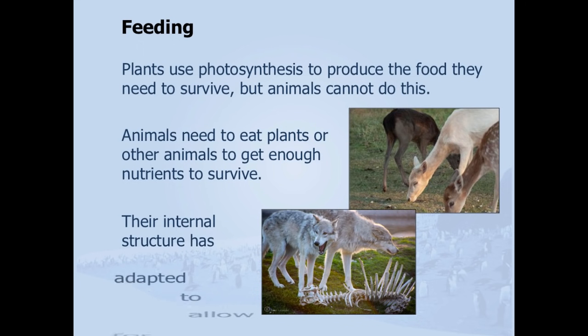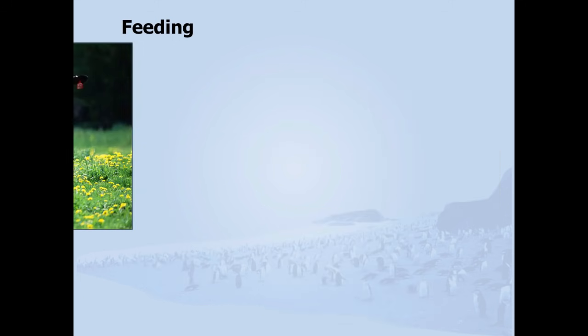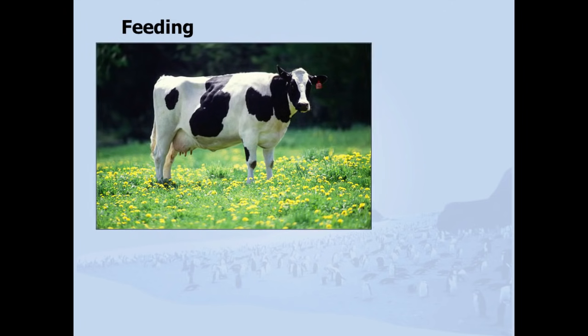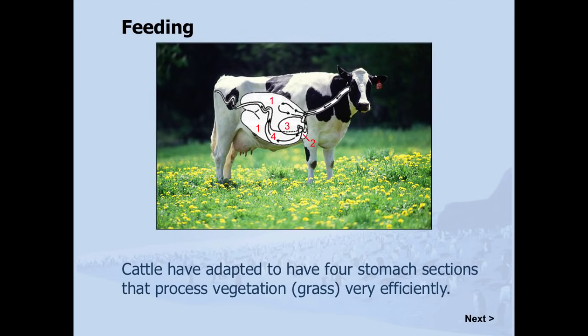So let's talk about feeding. Plants use photosynthesis to produce their own food. Well, animals can't do this to survive, so animals have to resort to eating plants or eating other animals. And we have adapted our internal structure to help with this process. So the best example would be a cow.